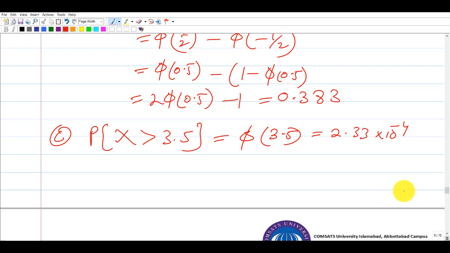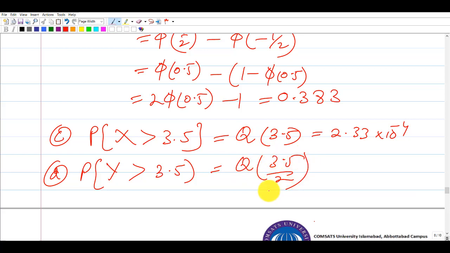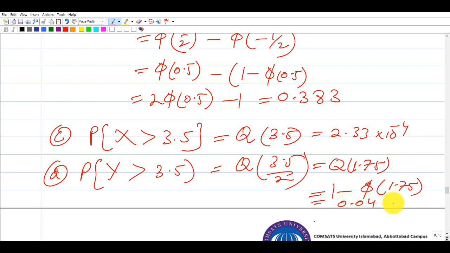The next part says, what is the probability for Y greater than 3.5? Since we know that Y has a standard deviation of 2, it is not a standard normal. If we simply use this, this is not phi, this is Q. If we use the same 3.5 divided by 2, because we have this 2 standard deviation, that would be Q of 1.75. That would be 1 minus phi of 1.75. So we can now use table 4.2 and find out that this is 0.04.